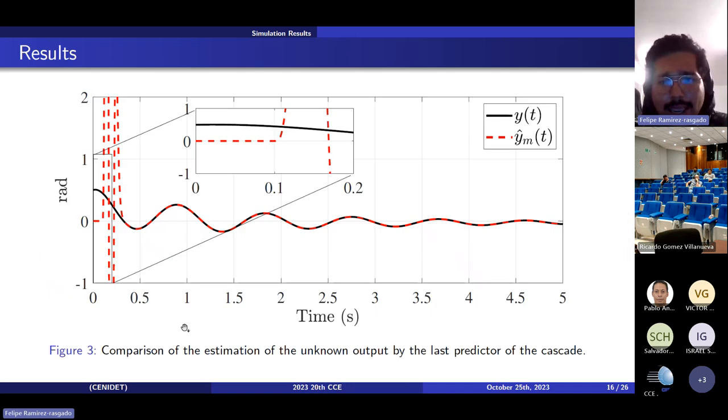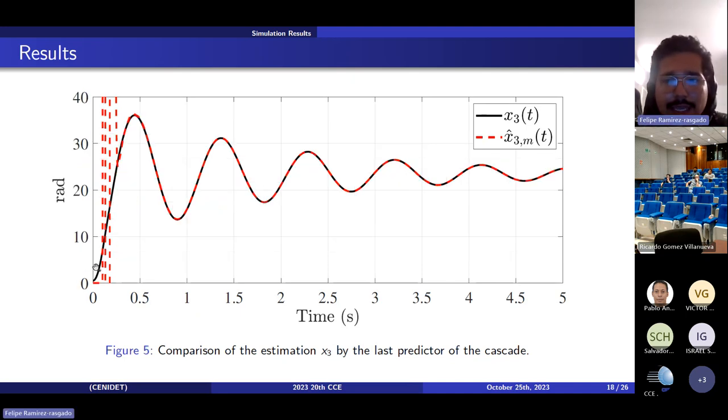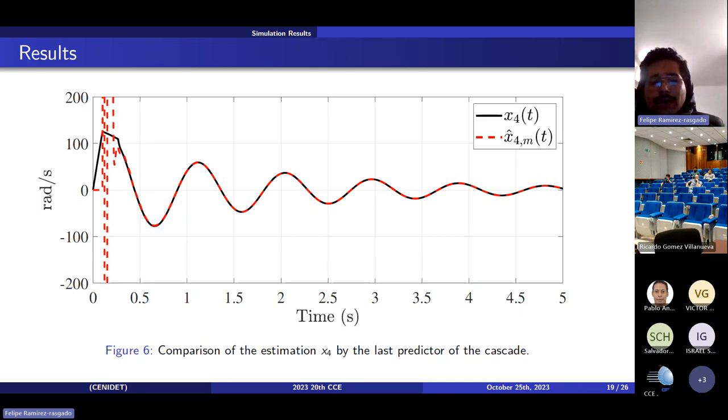So in this form, figure 3 shows the comparison of the output and the output estimated by the last predictor in the cascade, where one can achieve the observation objective, that is, to estimate the delay-free output. The second state is shown in figure 4, the third state is shown in figure 5, and the fourth state is shown in figure 6.